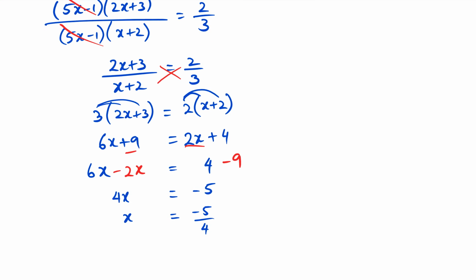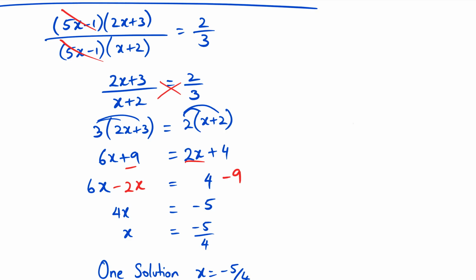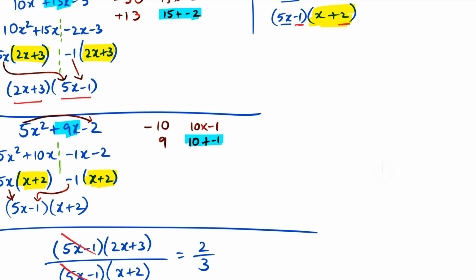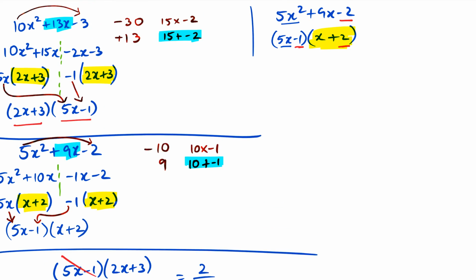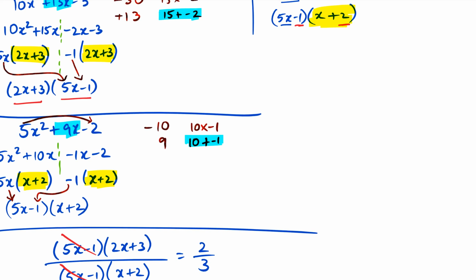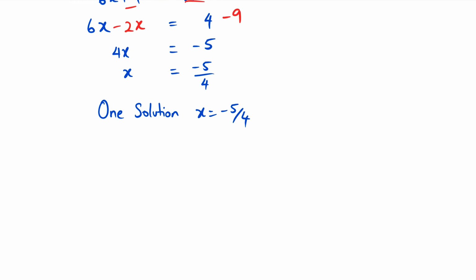And because I only have one answer for this question, I can put one solution, and then x is equal to minus 5 over 4. Now, the second way of doing it still does require you to factorize, but this is the second way of doing it. Let's go back here.